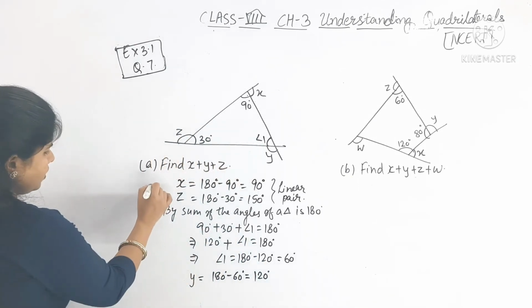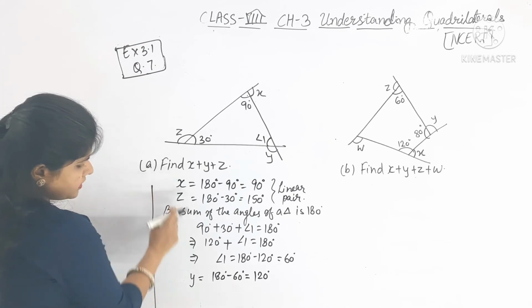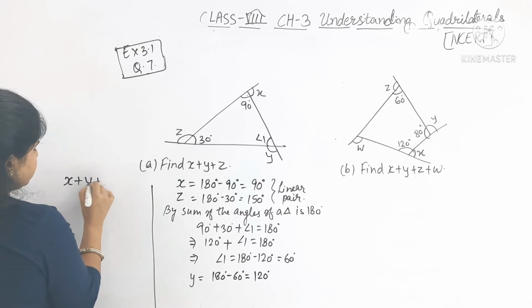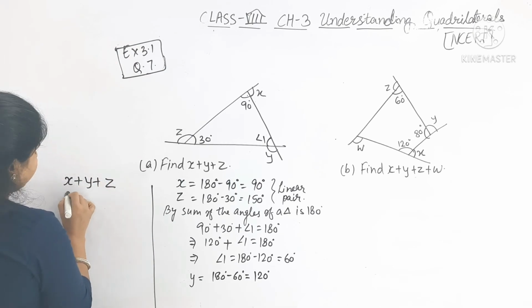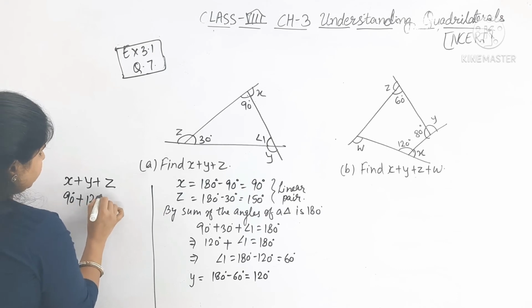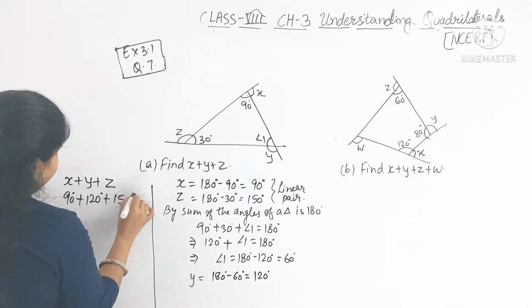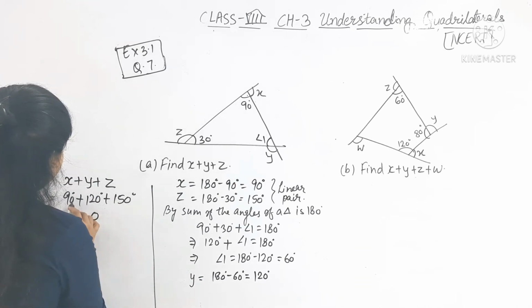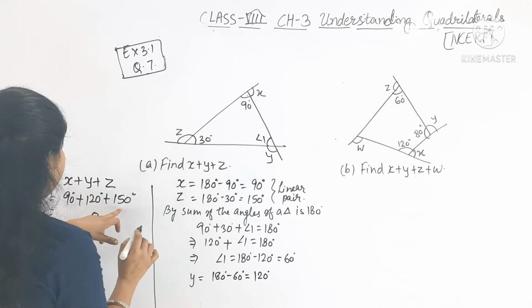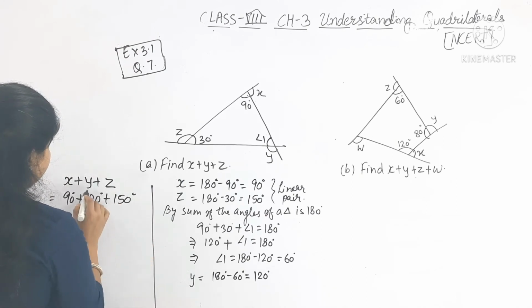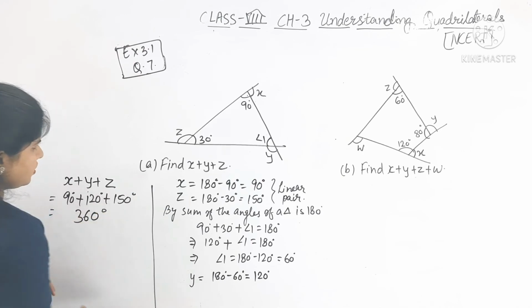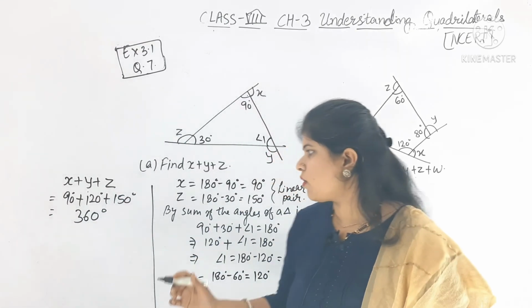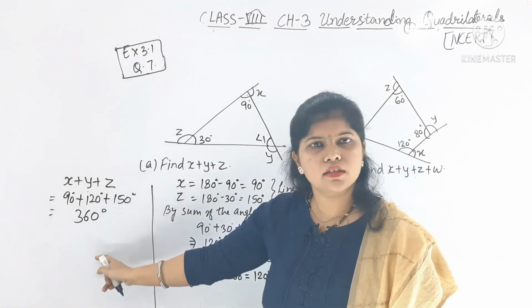So I am writing here, I am getting x, z and y. So we have to add them: x plus y plus z. Angle x is 90 degrees, angle y is 120 degrees, angle z is 150 degrees. So I am getting 360 degrees. We know that sum of the exterior angles is equal to 360 degrees. So here also these are the exterior angles and we get 360 degrees here.